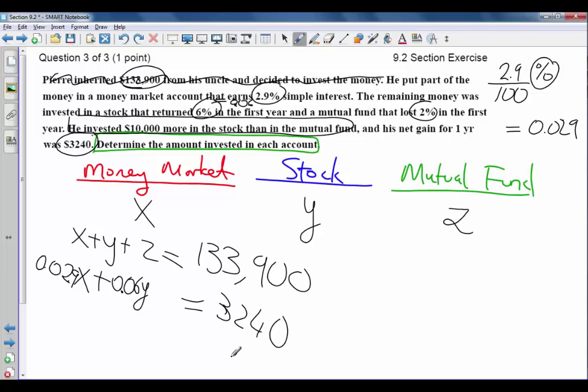And how much did I earn in mutual funds? It's 0.02. I heard a negative sound. Why? Because you lost money on them. So it's a negative amount. Does it make sense? Whew. 2 out of 3 complete.